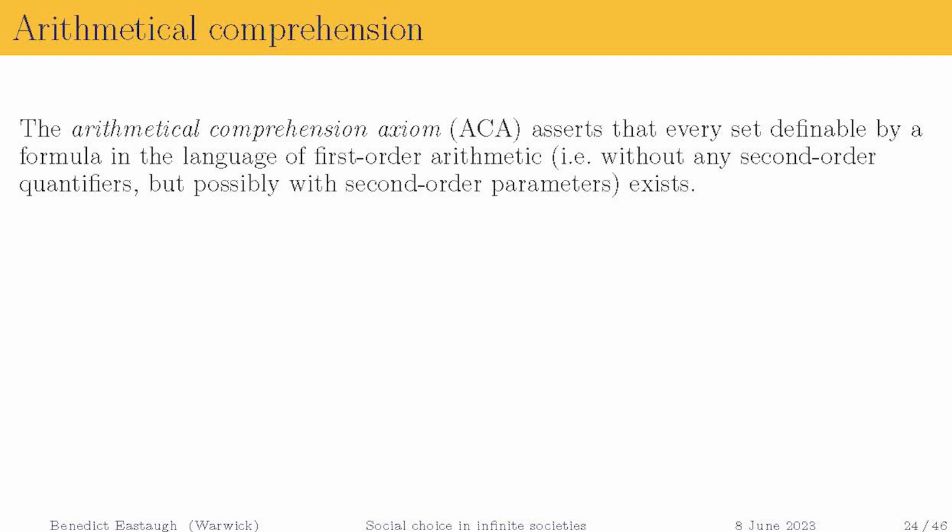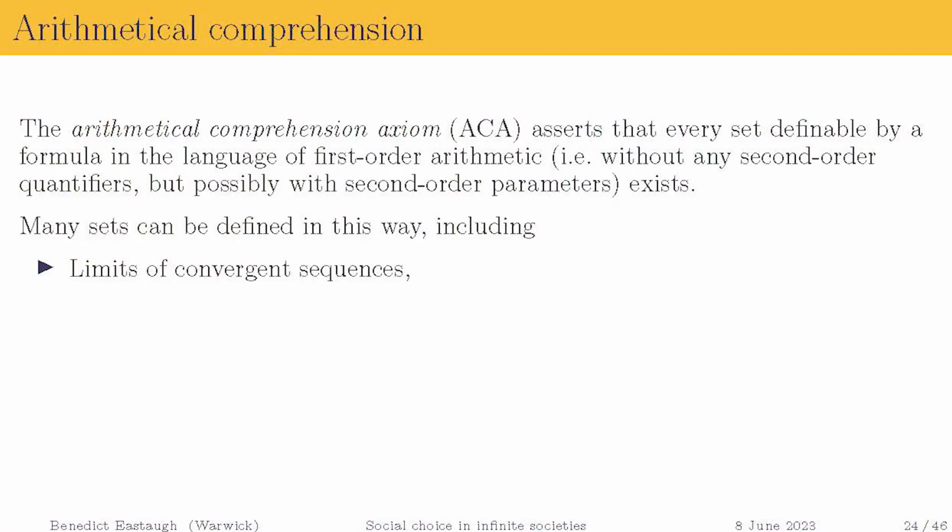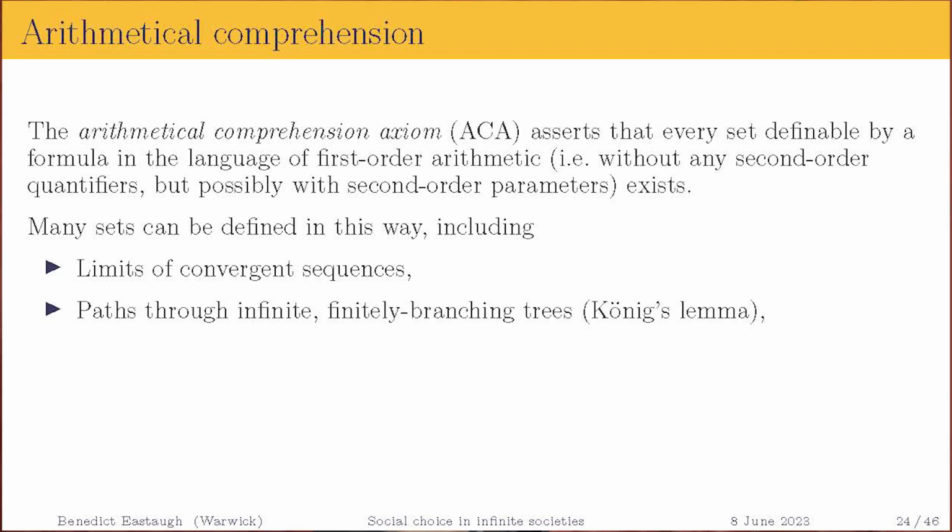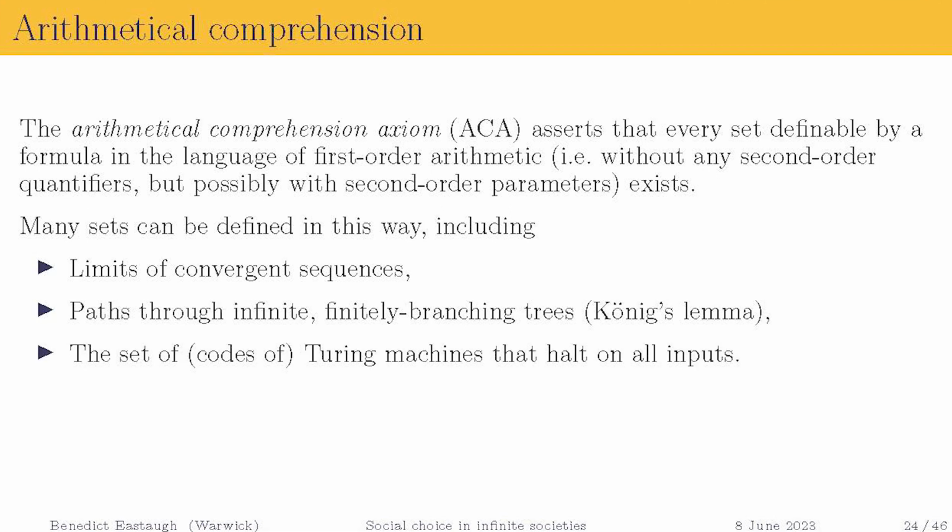Okay, so what is this arithmetical comprehension axiom? Well, it just says that every set definable by a formula in the language of first order arithmetic exists. This might seem kind of innocuous, but in fact, you can define a lot of stuff in this way. So we can define limits of convergent sequences of real numbers, paths through infinite but finitely branching trees, so Koenig's lemma, the sets of codes of Turing machines that halt on all inputs.